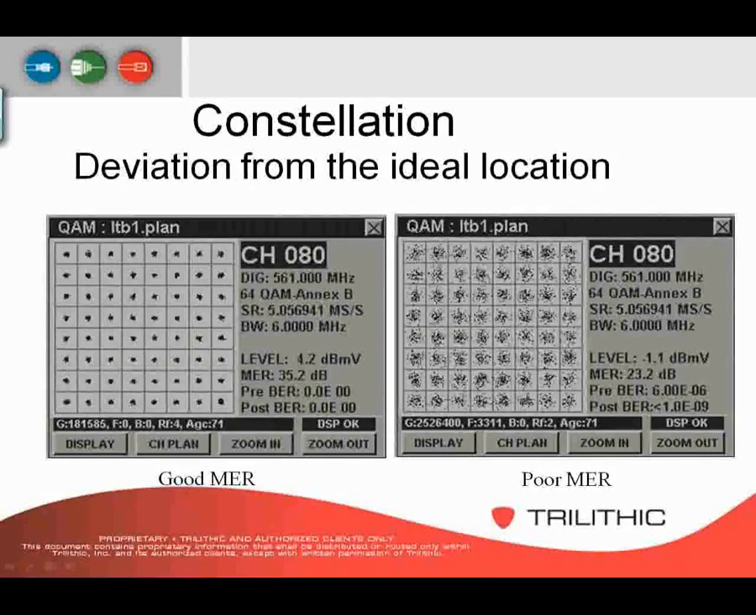Now, looking at the constellation patterns on the screen here, on the left side, that's what a good MER would look like. The tight cluster of dots in the center of the individual squares, or the individual decision boundaries. On the right, that's a poor MER. If you see that type of MER in the field, you have some work yet to do.